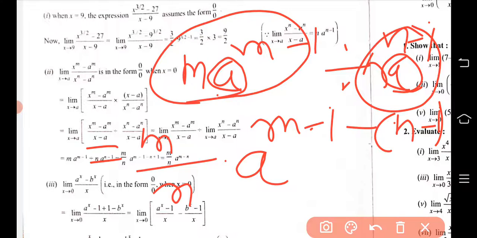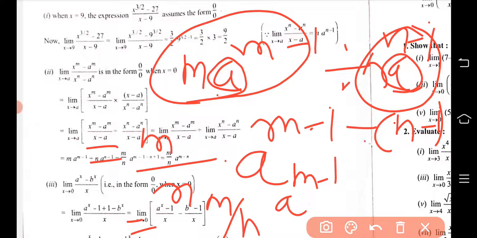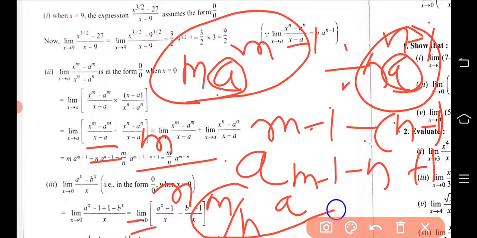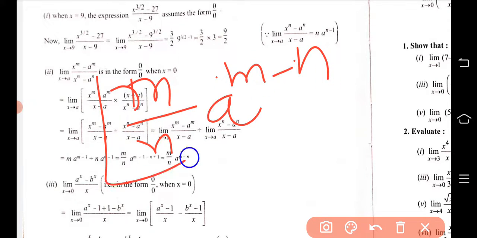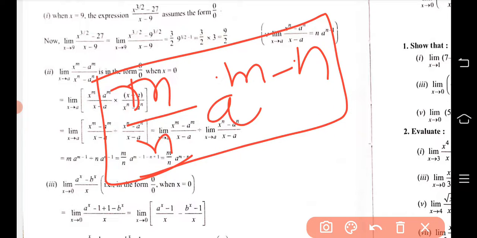After this we are going to get m divided by n a to the power m minus 1. If you open the bracket, then this is minus n plus 1. So after solving this, plus 1 minus 1 cancel out, and we are going to get m divided by n a to the power m minus n. So this is your exact limit when the limit x tends to a is given.